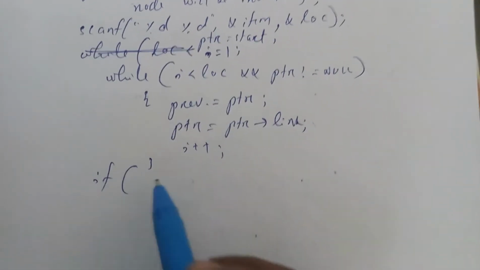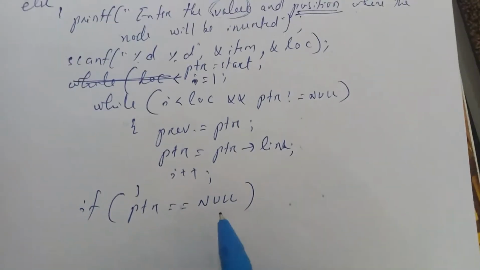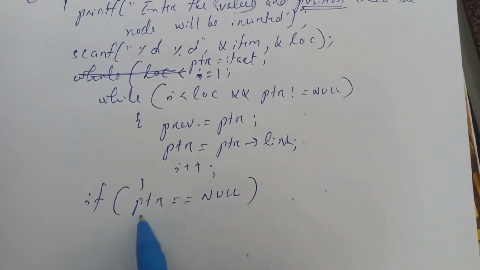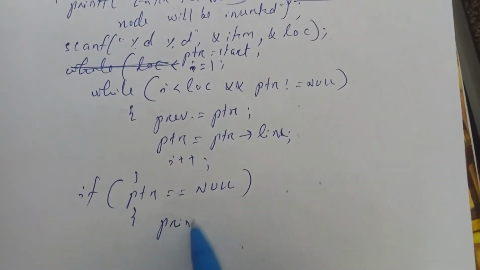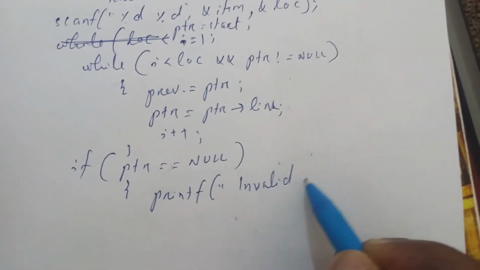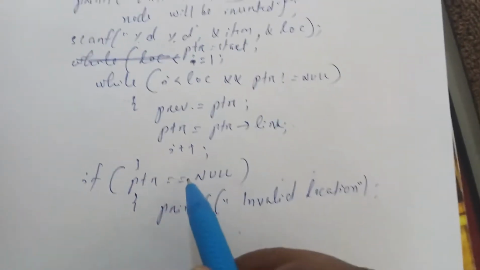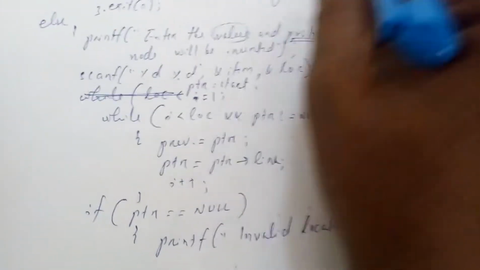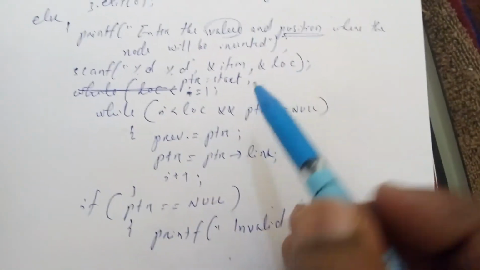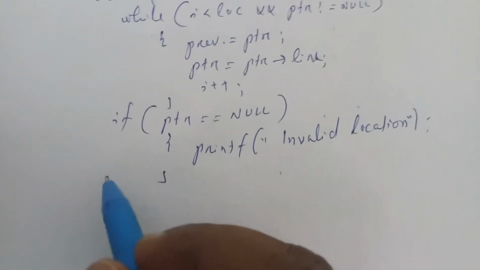So after the completion of this loop, we have to check if ptr equals to null. If ptr equals to null, then printf invalid location. ptr equals to null means we have gone out of the linked list, but we couldn't find the particular location. That means the location is invalid.